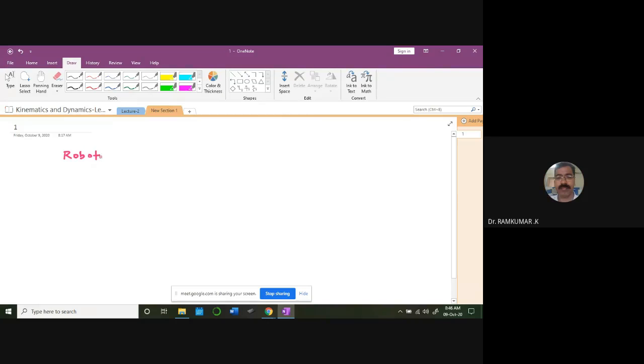Okay. So basically, we discussed something related to what is kinematics, what we are going to study in this subject. Okay, kinematics, dynamics, control. Okay. So I said these three are the key components that we are going to learn in this subject. 2 units. This is 1 unit. This is 1 unit.